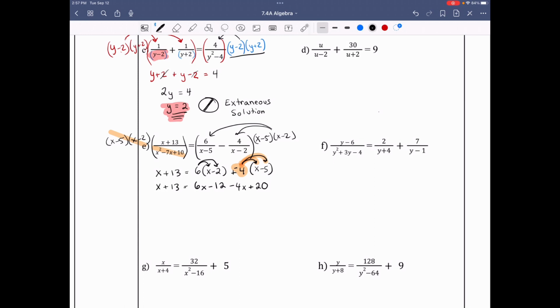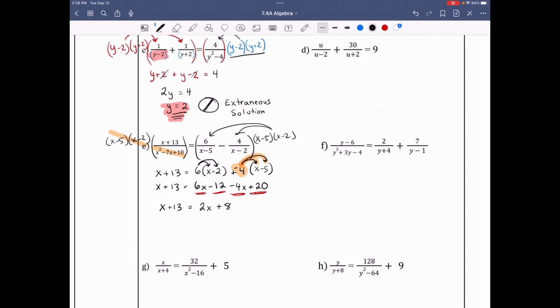Okay, so we need to call on our math toolbox right now. We multiplied by the LCD, but then we had to use all of our tools to simplify. So then we ended up distributing, and now we end up collecting like terms. So here we have a 6x and a minus 4x. That becomes 2x. And then we have a minus 12 and a plus 20. 20 minus 12 is 8. So right now we're just simplifying.